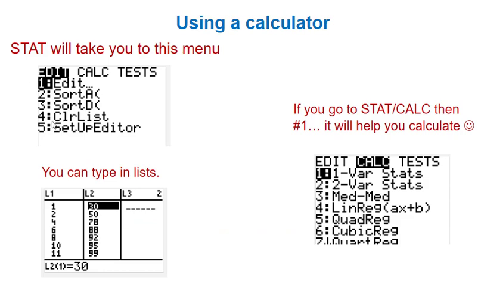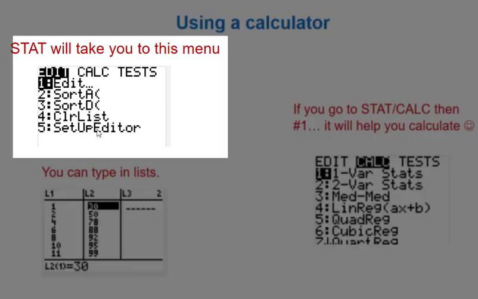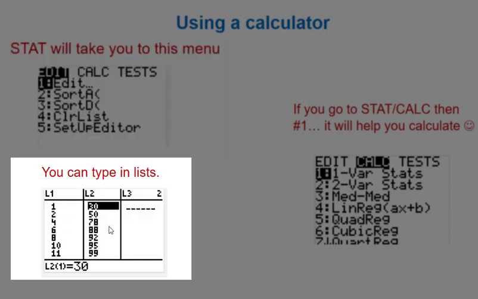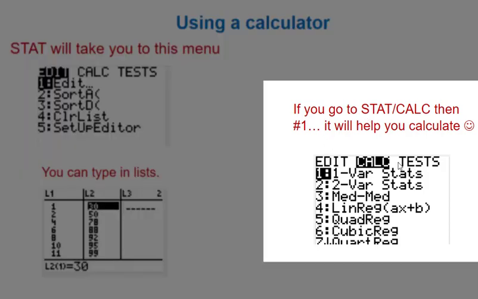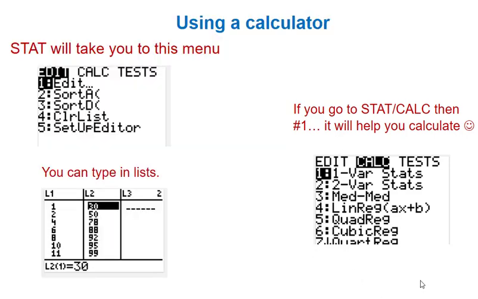When I hit the stat button, I'll see this menu. Edit and calculate are what we will be using a lot. I will be able to type in list. Now, if I scroll over when I'm on the top line, if I scroll over to calculate, so I went to stat and calculate, then it's going to help me do some of my work.